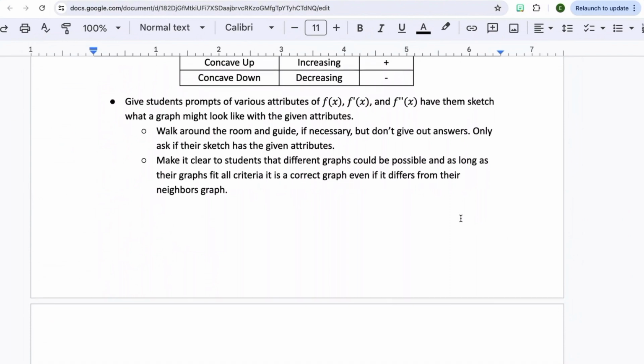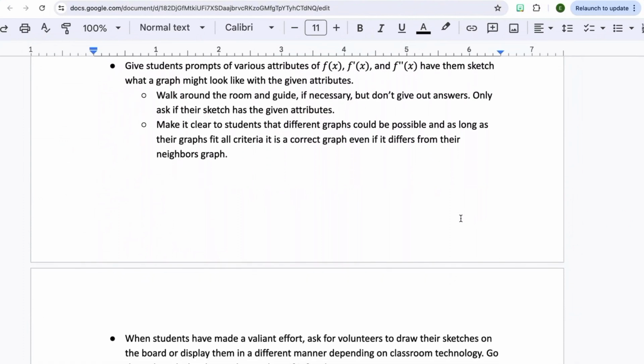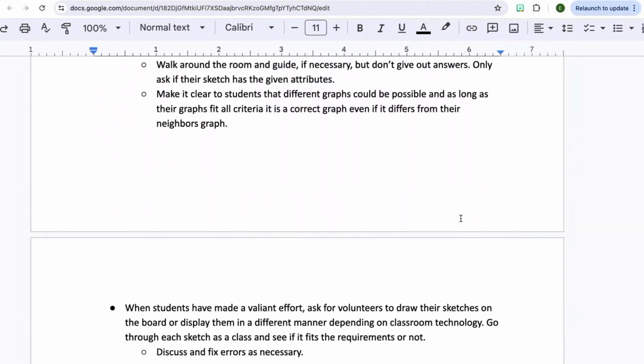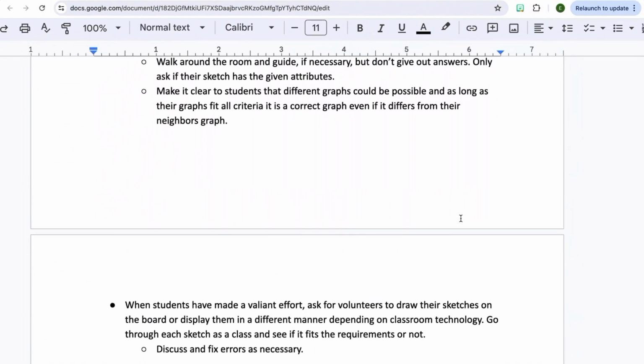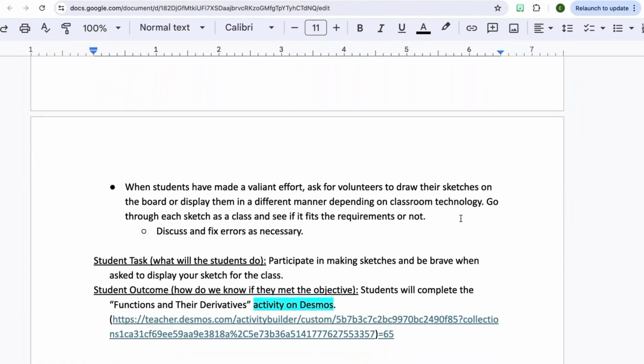I just ask them if, as long as your graph has all of those attributes that you were given, then it's correct. So we put a bunch of them up on the board and talk about what makes them correct, or what mistakes might be included, and then we fix errors as necessary and move on.